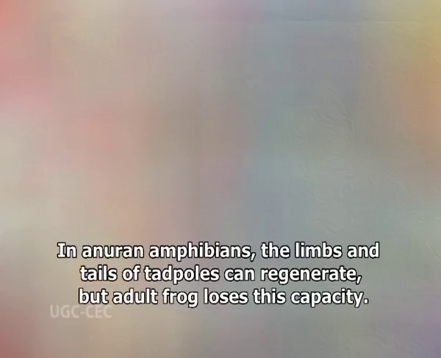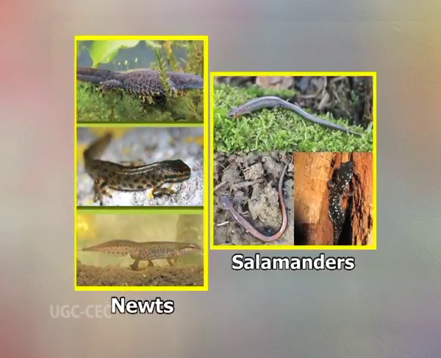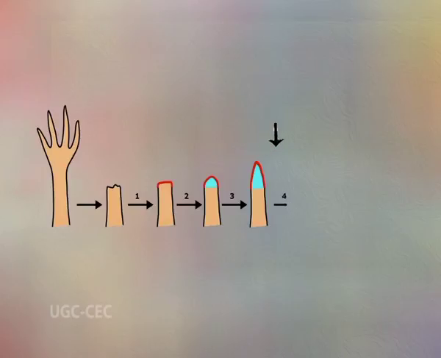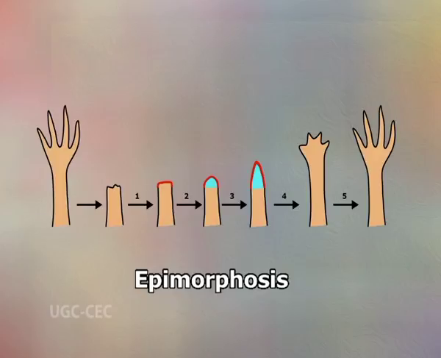In anurine amphibians, the limbs and tails of tadpoles can regenerate, but the adult frog loses this capacity. In newts and salamanders, repair starts in limbs by spreading the epidermis over the wound, followed by closing of the wound. Then it bulges out and attains a conical shape by accumulating proliferative cells under the epidermis and is called the regeneration bud or blastema, which grows and redifferentiates rapidly in flattened form. Soon, the digits appear, followed by formation of bones and muscles. After several months, regeneration completes and the process is commonly known as epimorphosis.